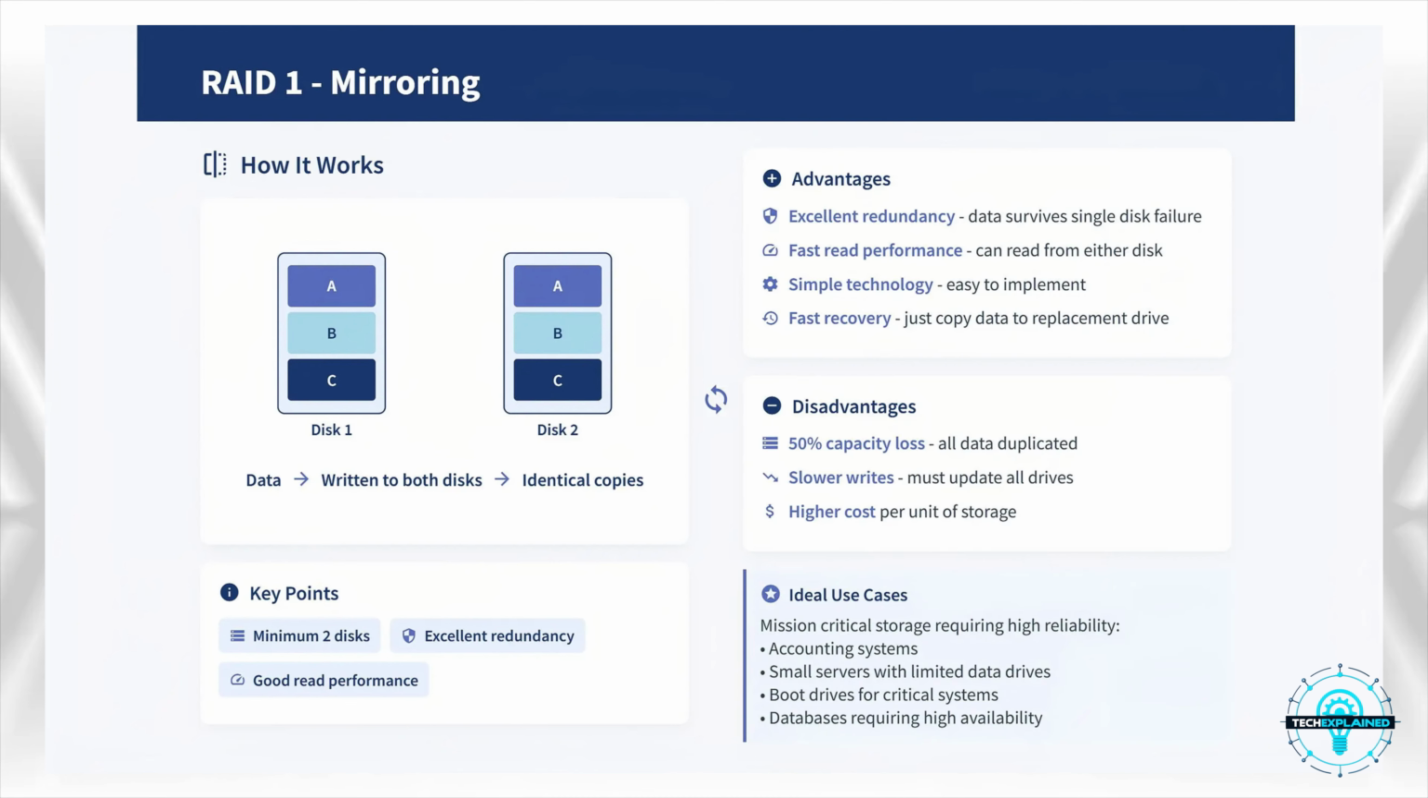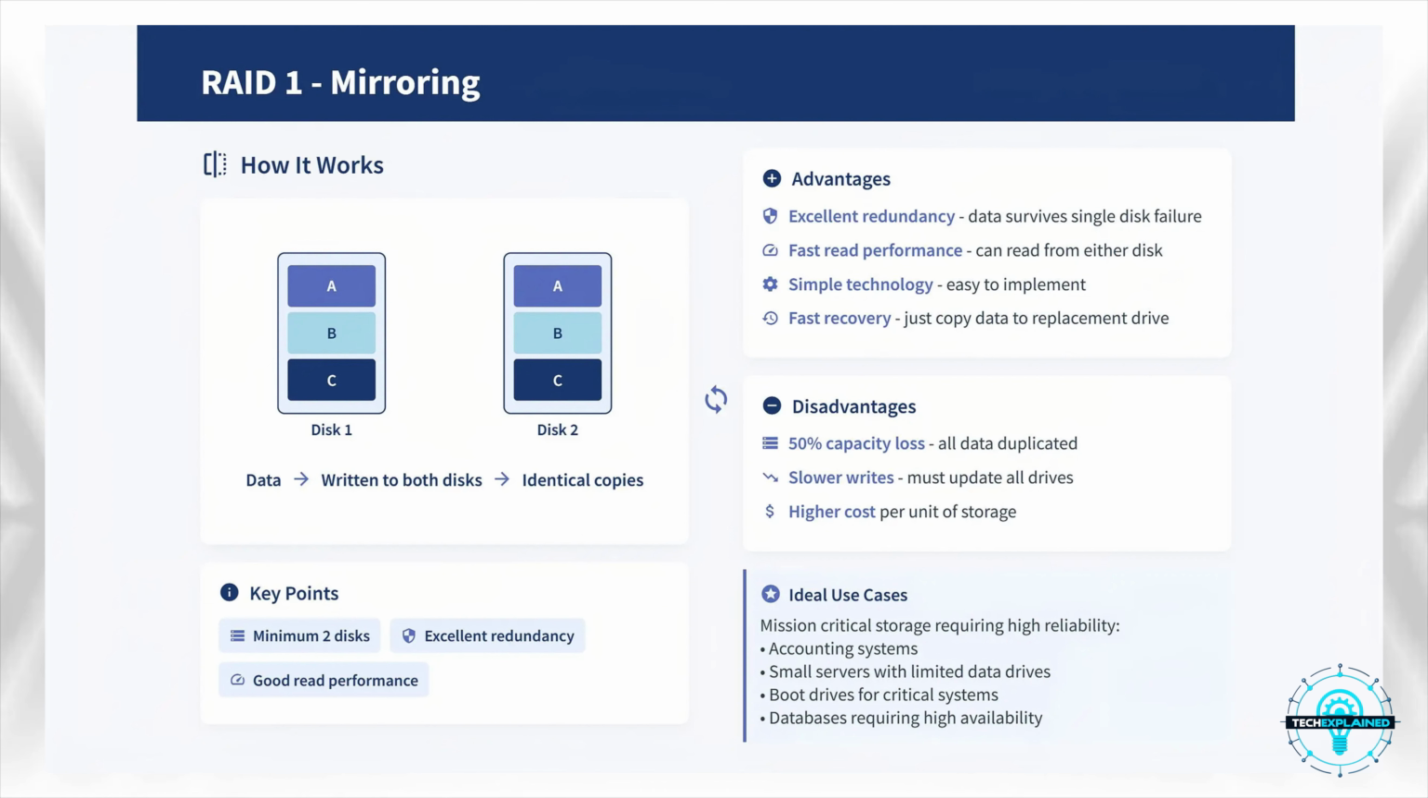The advantages of RAID 1 include excellent data redundancy, it can survive the failure of one or more drives, depending on the number of drives, good read performance, as data can be read from any drive, simple to implement and understand, and fast recovery, just copy data to a replacement drive. The disadvantages of RAID 1 are only 50% storage efficiency, or less with more than two drives, since all data is duplicated, slower write performance, as data must be written to multiple drives, and higher cost per unit of storage.